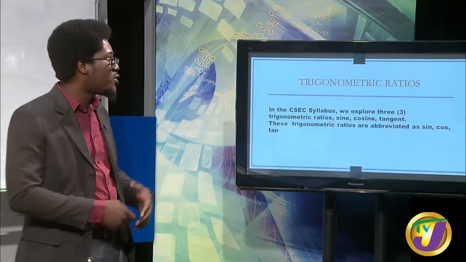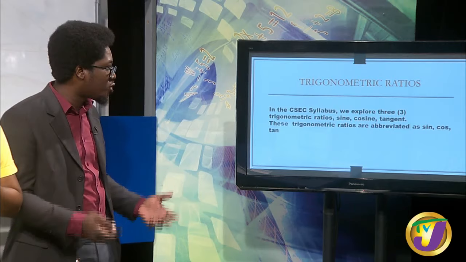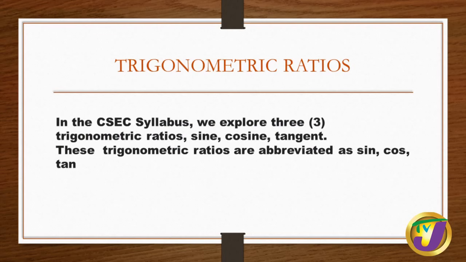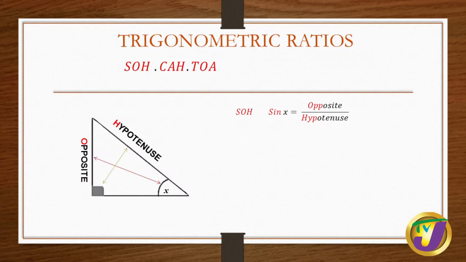Okay, so in the CSEC syllabus, we explore three trigonometric ratios: sine, cosine, and tangent. These trigonometric ratios are abbreviated as SIN for sine, COS for cosine, and TAN for tangent. We'll now be looking at these ratios. So the first one up is sine.